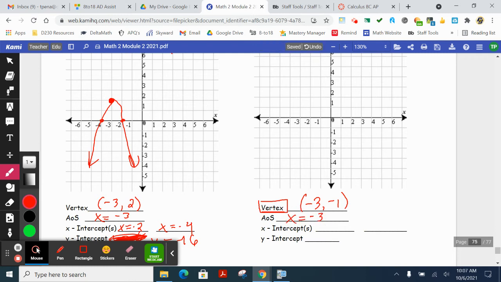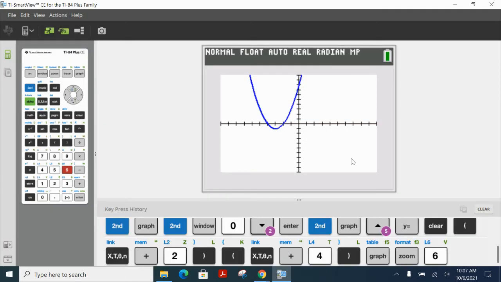And then it seems like we're remembering the axis of symmetry. So far, no one's had an issue with that. We can right away say x is -3. That's your axis of symmetry. If I want the x-intercepts, let's go back to my graph. Doesn't it appear these also cross at -2 and -4 on the x-axis?